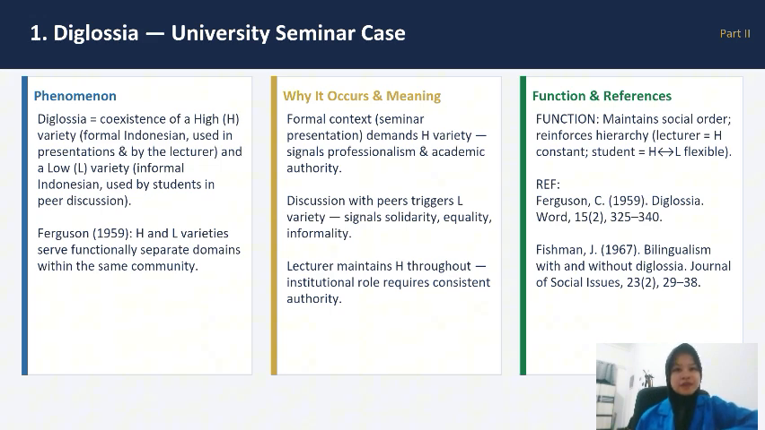Diglossia refers to a situation where two varieties of a language coexist, a high variety used in formal contexts and a low variety used in informal ones. This term was introduced by Ferguson, 1959. In the case, a student presents using formal Indonesian, the high variety, during the discussion session. That same student shifts to informal Indonesian with peers.